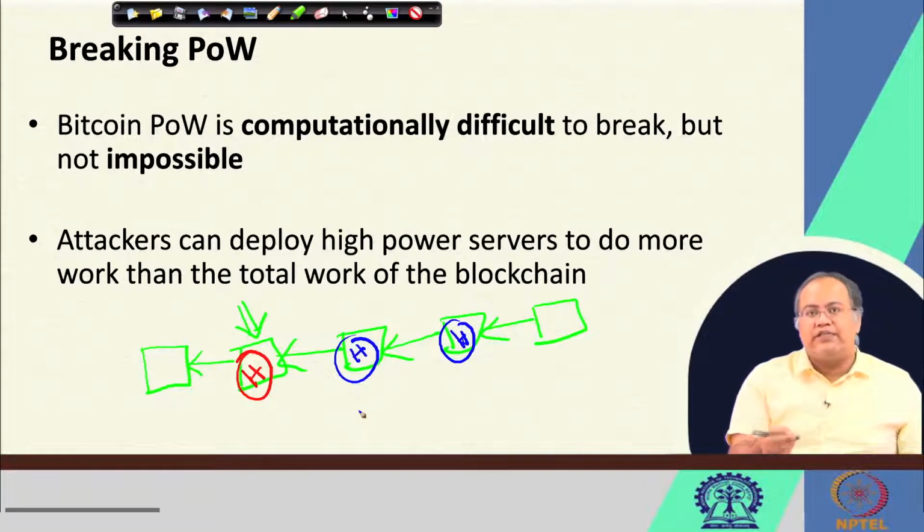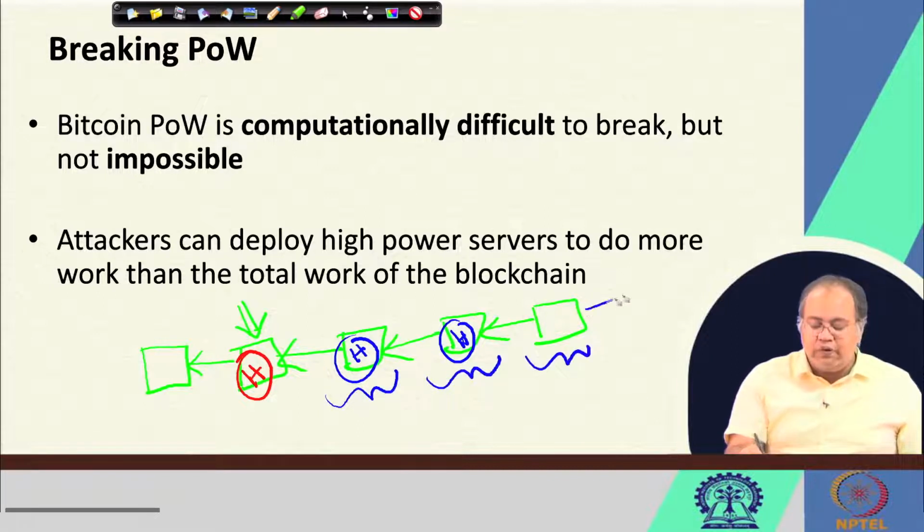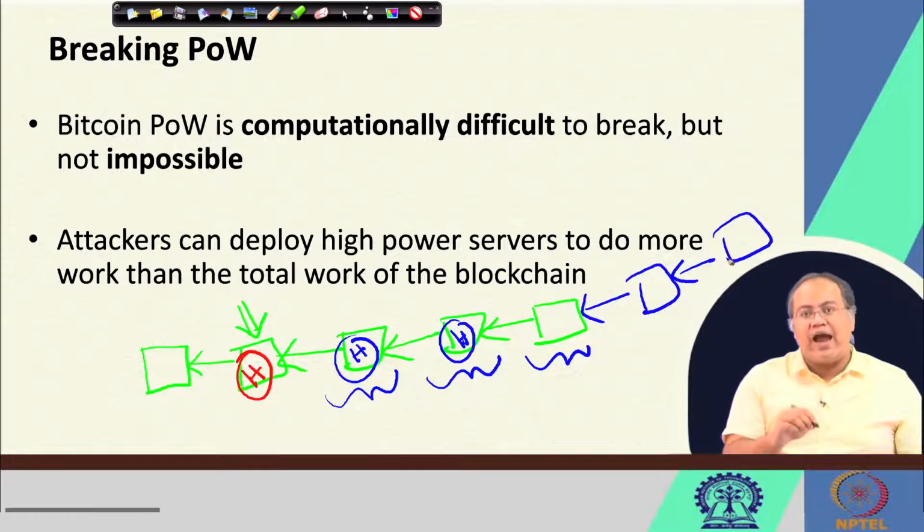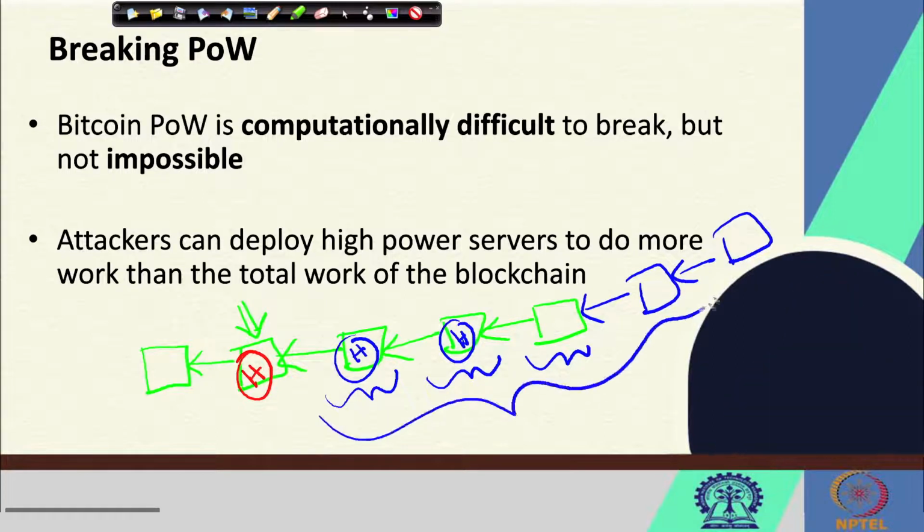Because it is a computationally difficult task, by the time you are making changes in these consecutive blocks, new blocks are getting added to the blockchain. So the idea is that an attacker will never be able to compromise all the future blocks which are getting added to the blockchain.